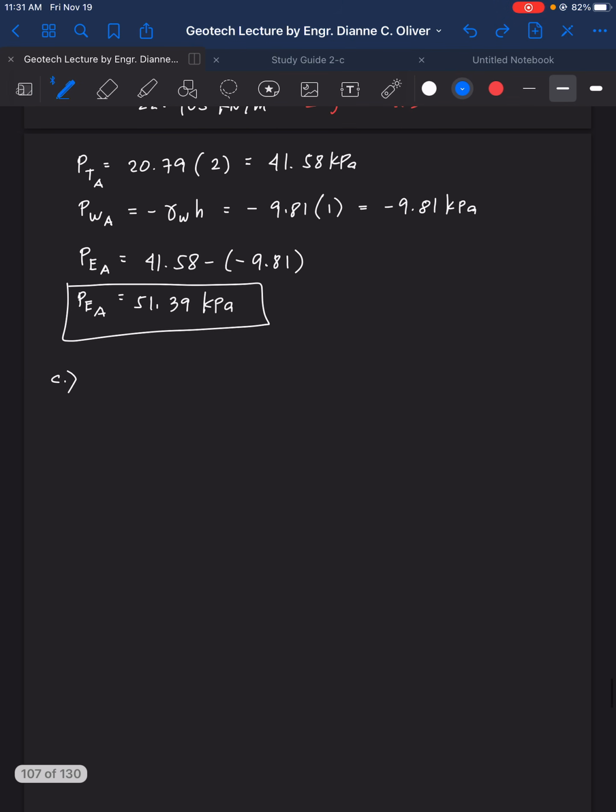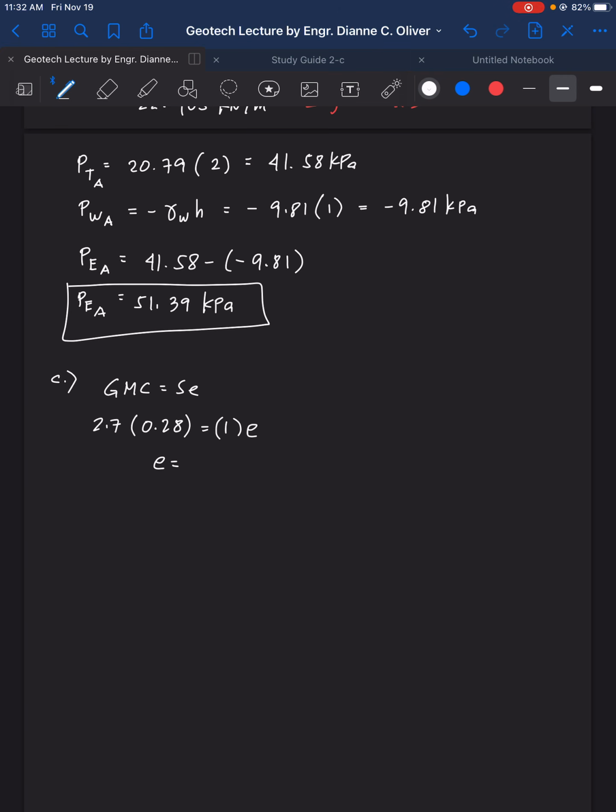So let's solve for gamma sat for layer 4. Gamma sat of layer 4 cannot be solved first because we need the value of E. So G, Mc, S, E. G is 2.7 for all soil types. We found the moisture content there, 28%. It is submerged, so S is equal to 1.